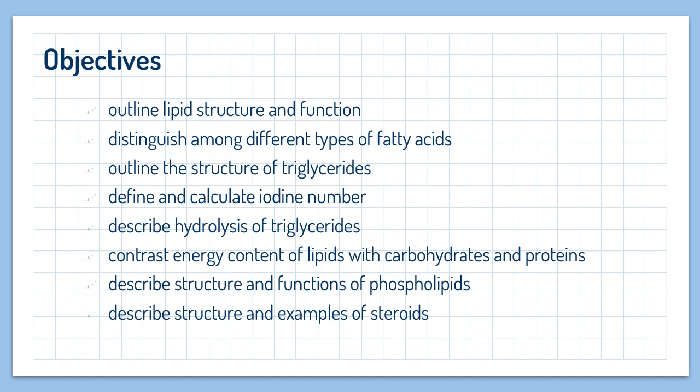Our objectives for today: we're going to outline lipid structure and function, distinguish among different types of fatty acids, which are one of the components of some of our lipids. We're going to outline the structure of triglycerides, define and calculate iodine number. We're going to describe hydrolysis of triglycerides. We're going to look at some of the energy content differences between lipids and carbohydrates and between lipids and proteins. We're going to describe structure and functions of phospholipids and wrap up with a little look at some steroids.